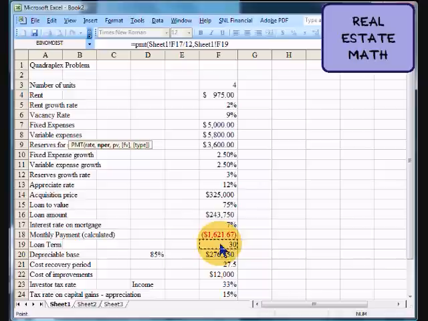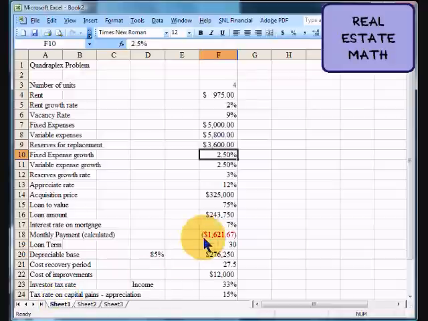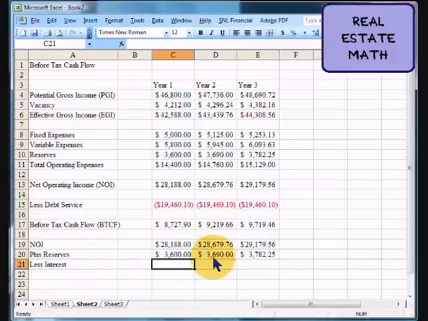30 years times 12. And now our present value is that same value that we had for our total loan, which was this loan amount right here. And so I'm just going to close those parentheses, and now we have our payment. Now that should be curiously familiar. It should match 1621.67. Should be the same value that we had back here.